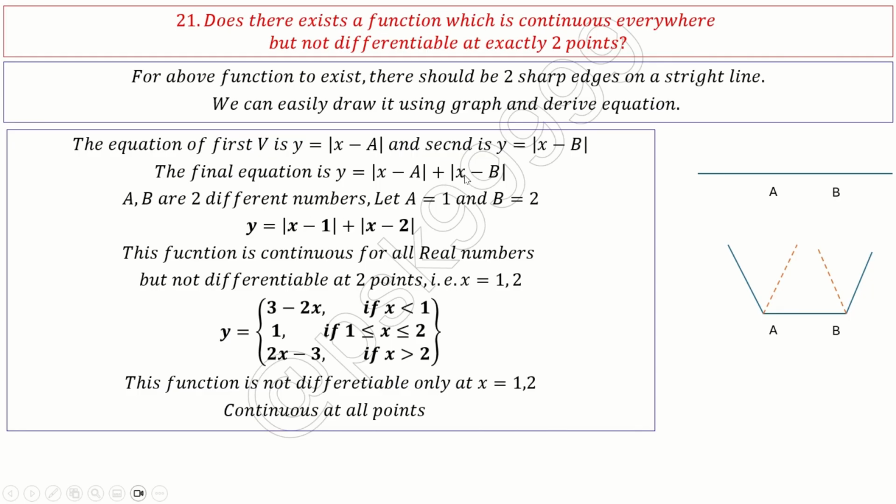Correct. Let's take a and b as 1 and 2. So it will become y is equal to modulus of x minus 1 plus modulus of x minus 2. This function is continuous for all real numbers, but not differentiable at 2 points, that is x equal to 1, 2.